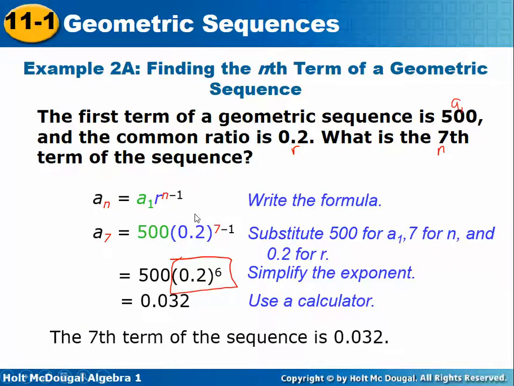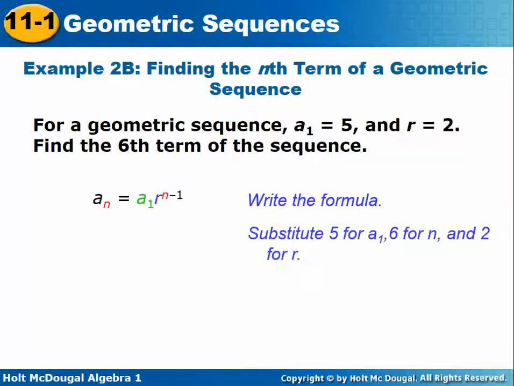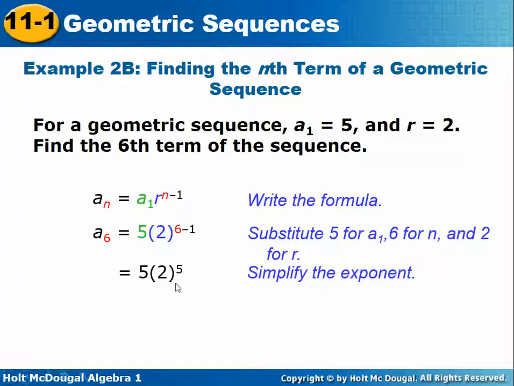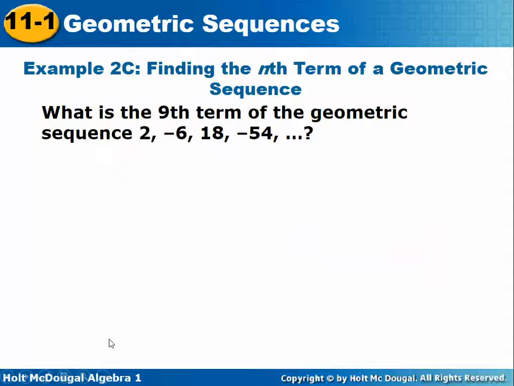There we go. Here's another example. In this one, they're giving us what a sub 1 is, that's the first term, what r is, and that we're looking for the 6th term. So it's all given. We just plug it into the formula. Make sure that you do the 2 to the 5th first, then multiply by 5 to get our answer of 160 for the 6th term.